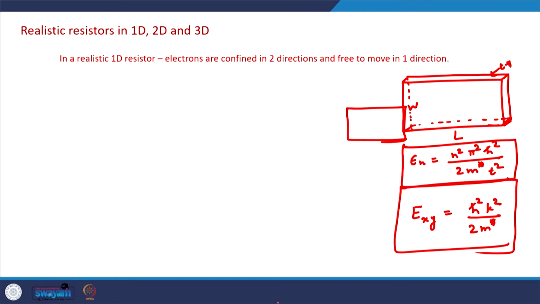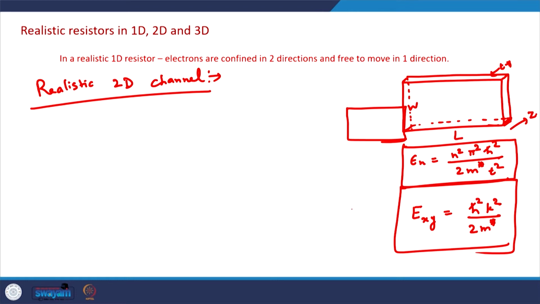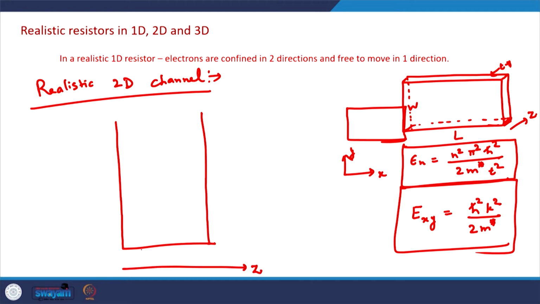Okay. So let us consider the case of a practical or realistic 2D channel. In a realistic 2D channel, the electrons are confined in the z direction, and electrons are free to move in the x and y direction. Now if we see the confinement in the z direction, this is the thickness t, and because of this confinement in this dimension t, the energy of the electrons will be discrete, and this energy will be given by these numbers.